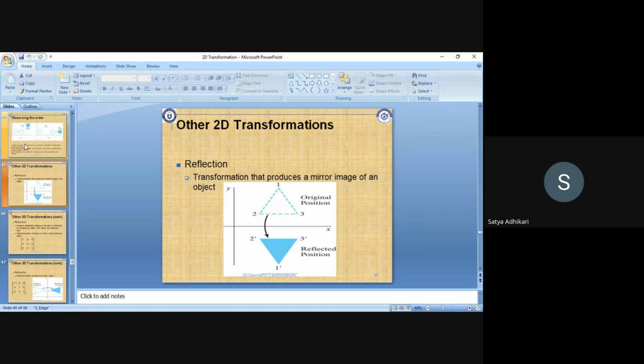So it is the same as when we stand in front of a mirror and see our image. You can say reflection is nothing but a mirror image, and a transformation that produces a mirror image of an object is known as reflection. So if we place a mirror here on the x-axis, we will get exactly the same image that is shown in the picture. This is the reflected image of the object when we reflect with respect to the x-axis.